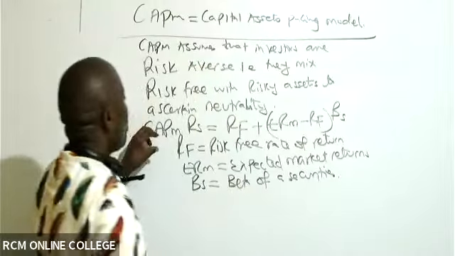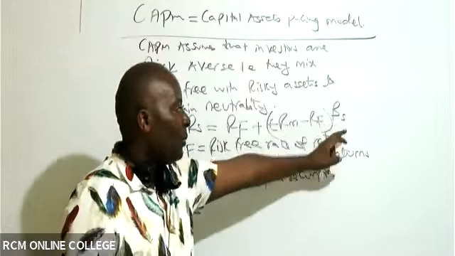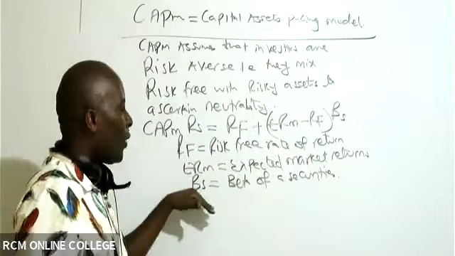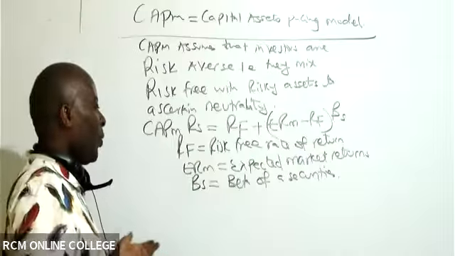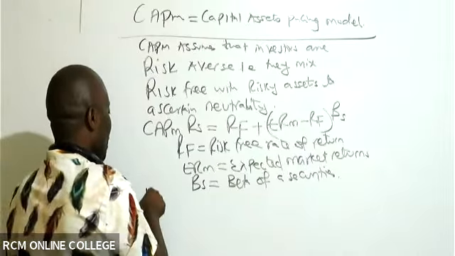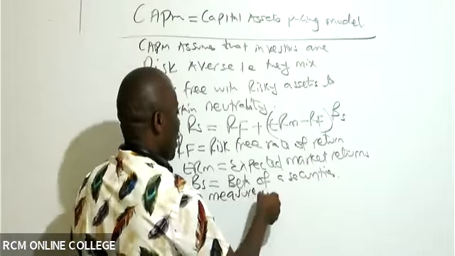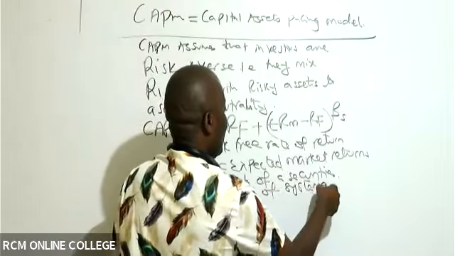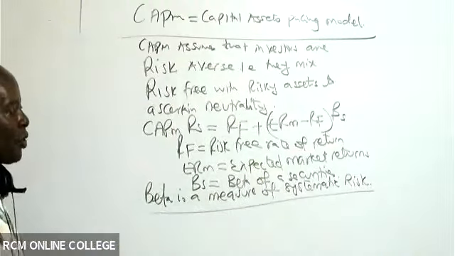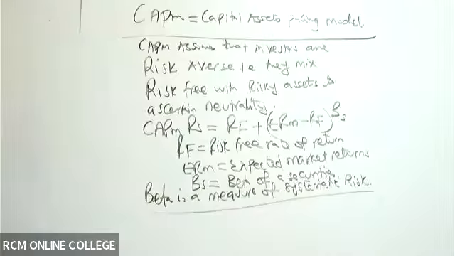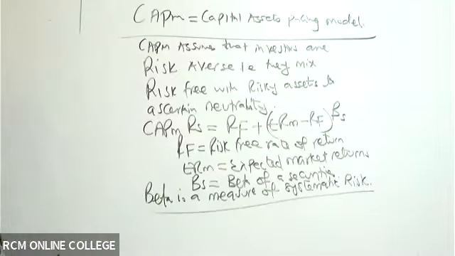Remember, we were calculating what we called CAPM cost of equity, if you remember some time back. So there we were using beta equity, but now here we shall be using beta of a security. And if you can remember very well, beta is a measure of systematic risk. Have you written this, and have you been able to highlight this?